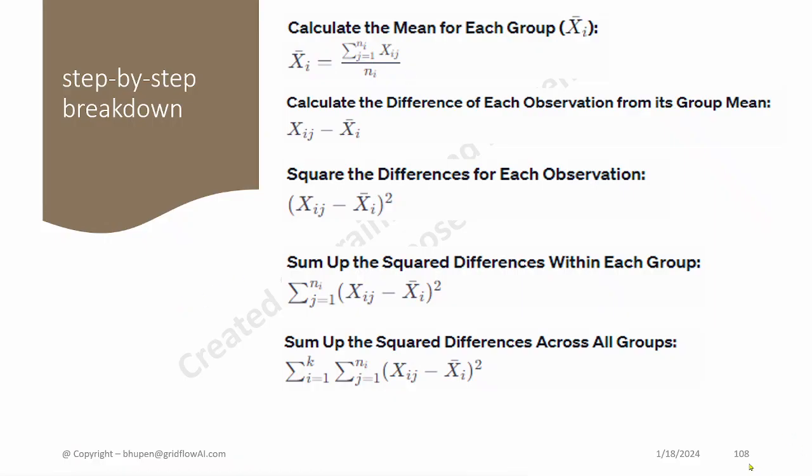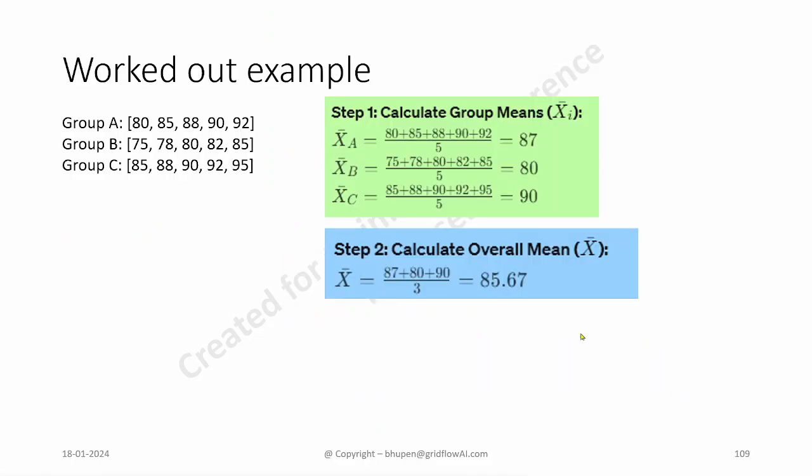So step number one that we do here is to compute the mean of each group, let's say A, B, C. For each group, you compute this mean and then subtract the mean from the individual observation, square the deviation, and after that sum the squared deviations across all the groups. That means you're going to add all of the deviations here. Okay, so let's take one worked-out example here. Let's say the groups are A, B, C, and these are the scores.